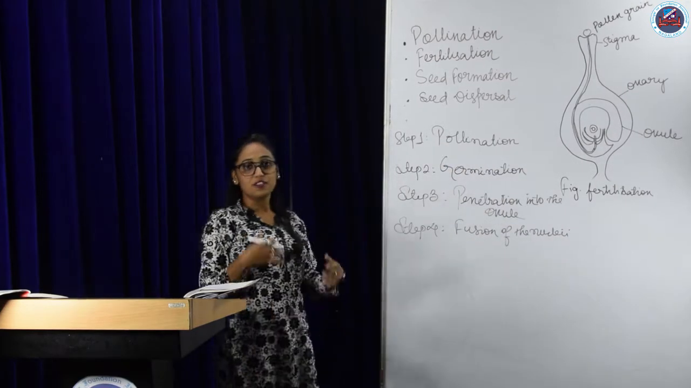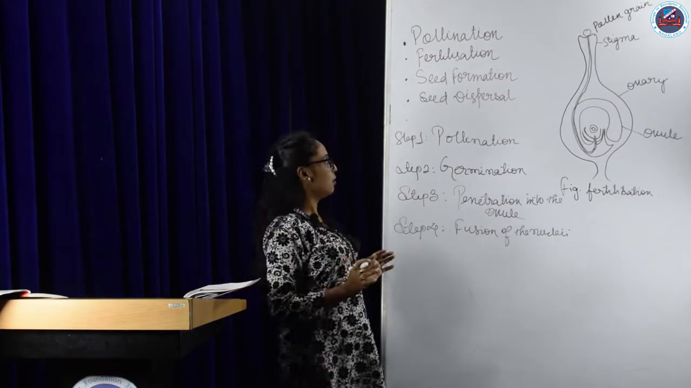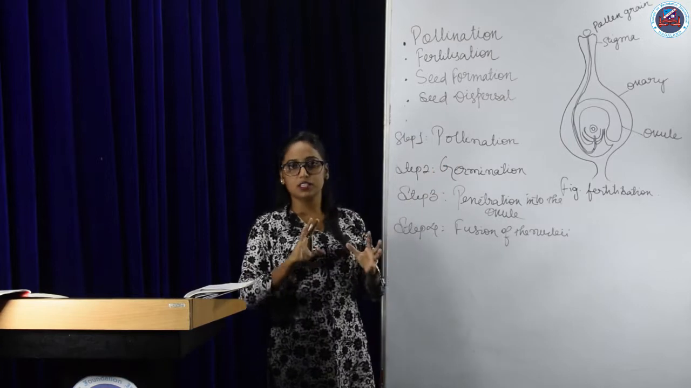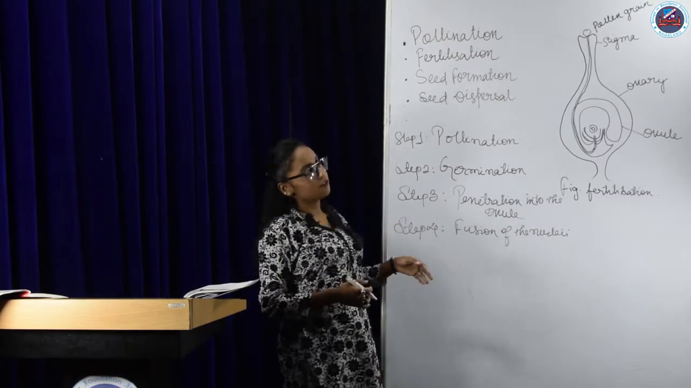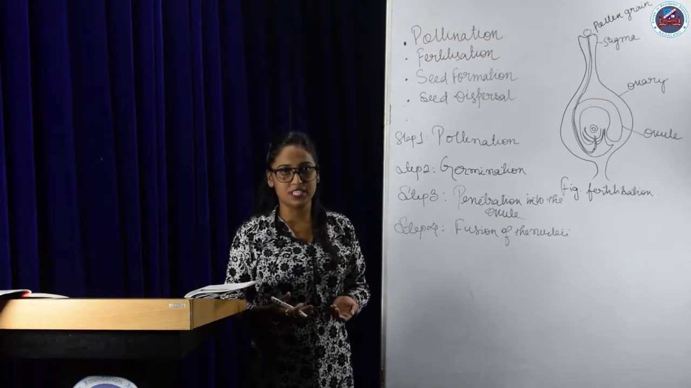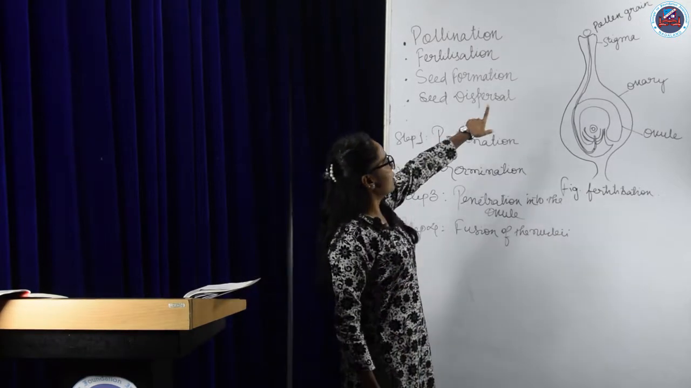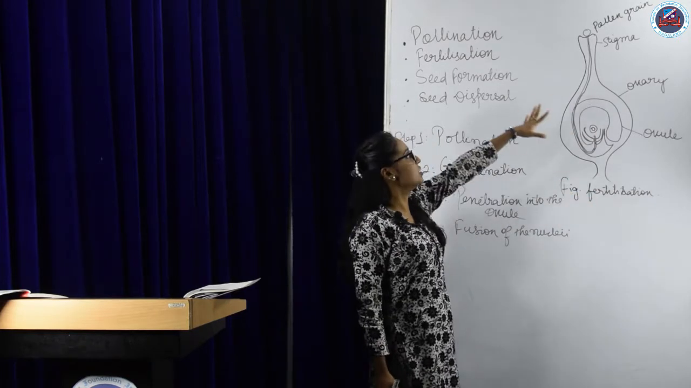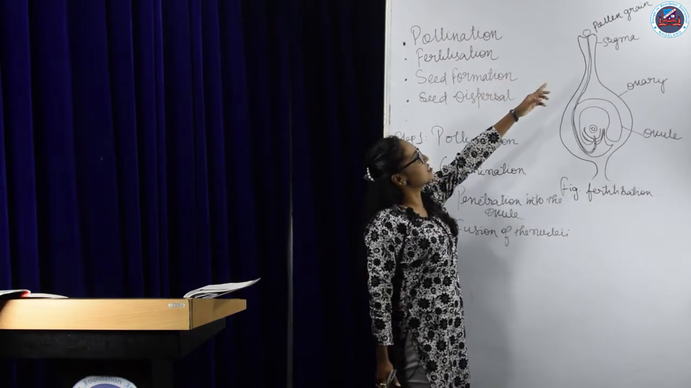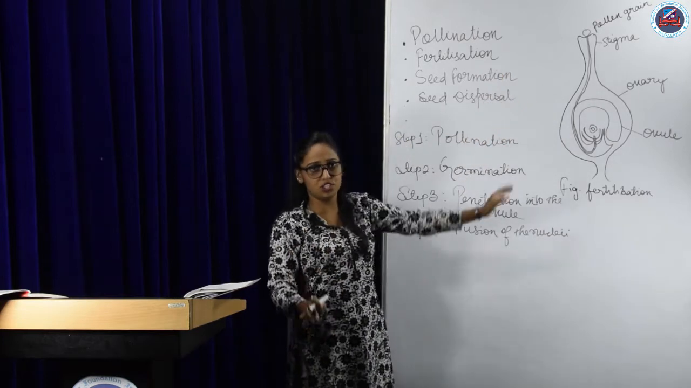Okay, so the first step, we have already seen what pollination is. Pollination is the transfer of pollen grains from the male anther to the female stigma. See in the diagram, this diagram is showing you the process of fertilization. Firstly, the pollen grain comes and sticks to the stigma, that is the pollination done.